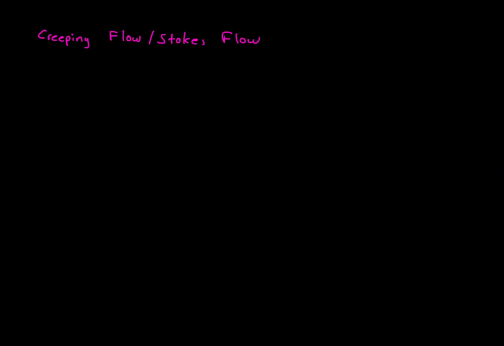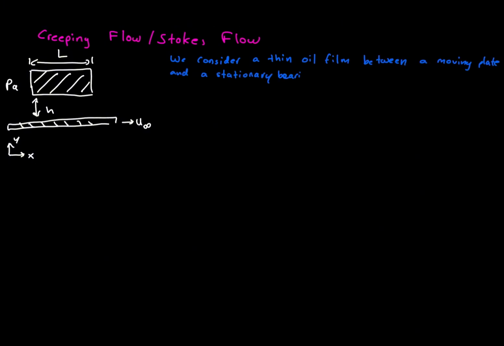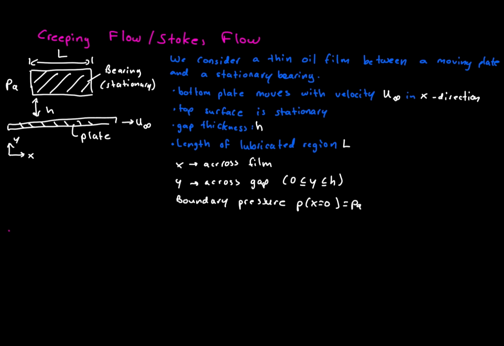We consider a thin oil film between a moving lower plate and a stationary upper surface. The lower plate moves in the positive x direction with velocity u infinity. The gap height is h, and the length of the lubricated region is L. We choose x along the film and y across the gap, so y ranges from 0 to h.